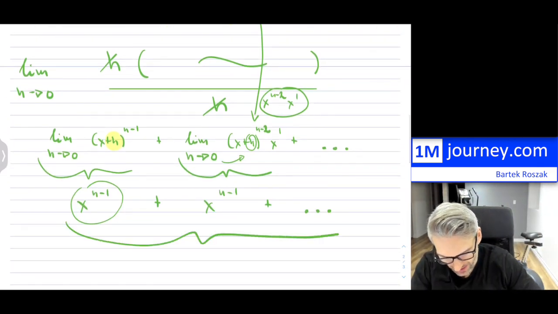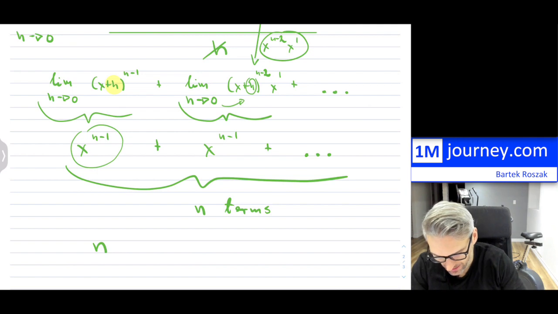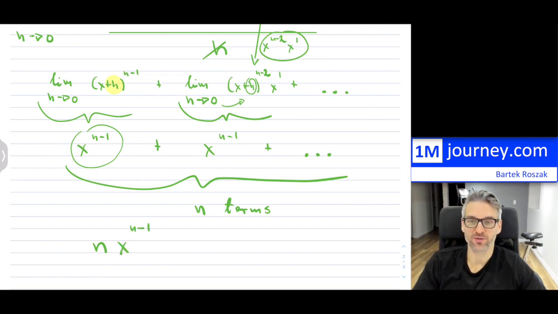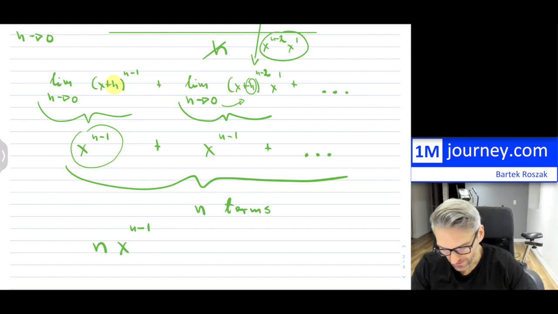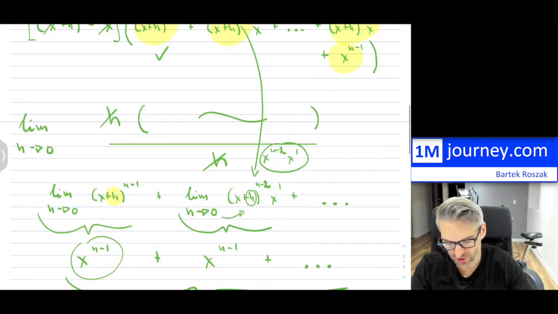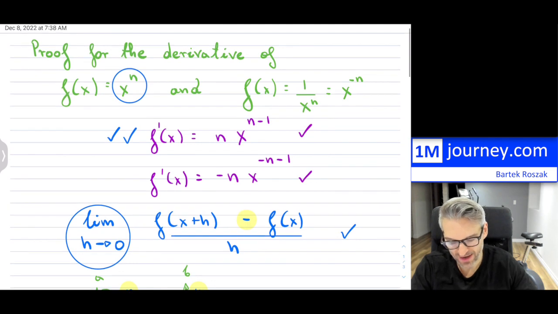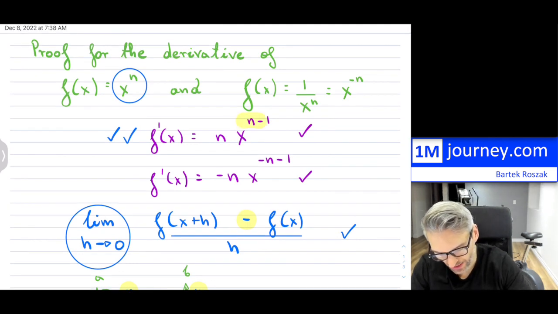So if I have n of these terms, so n terms that are the same, then this is nothing else but simply n x^(n-1), because you're just adding like terms together. And that is the actual derivative, which is exactly what we wanted to show. So that is the proof of having this right here.